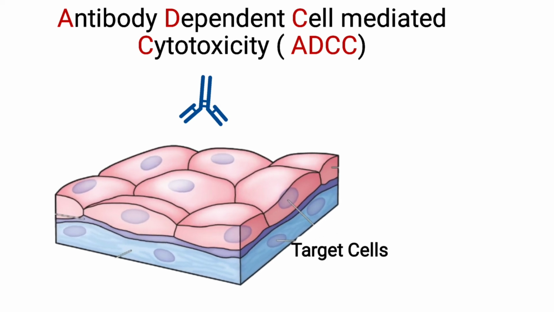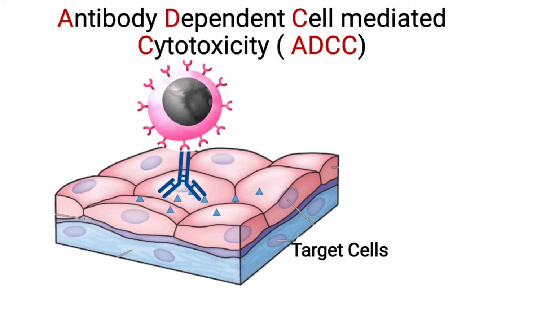Here is the target cell, which is present in the tissue, and it possesses several antigens on its surface. First of all, the mediator of type 2 hypersensitivity reaction, that is the IgG antibody, comes and binds to this antigen to form the antigen-antibody complex. Later it activates and attracts the NK cell. It is called the natural killer cell, and these natural killer cells are granular lymphocytes. They come and bind to the Fc region of the antibody and get activated. The activated NK cell is called the effector NK cell.